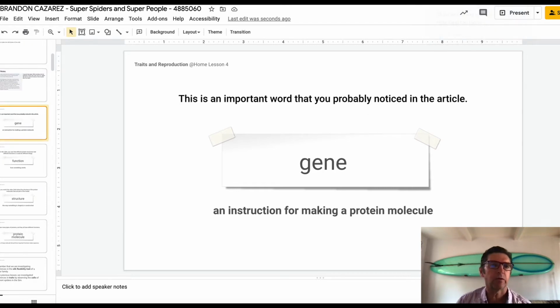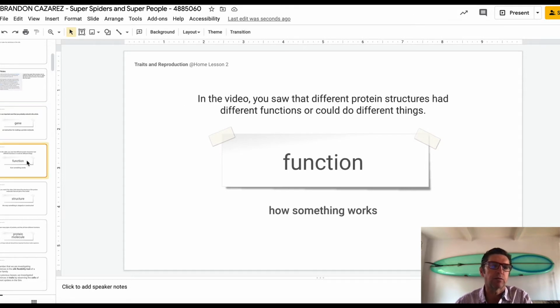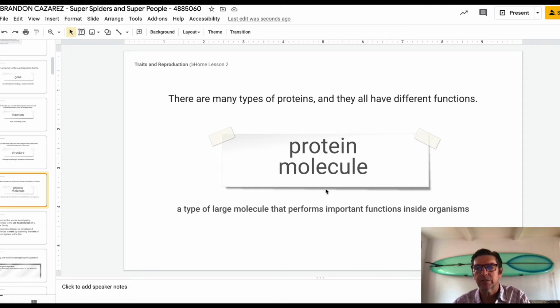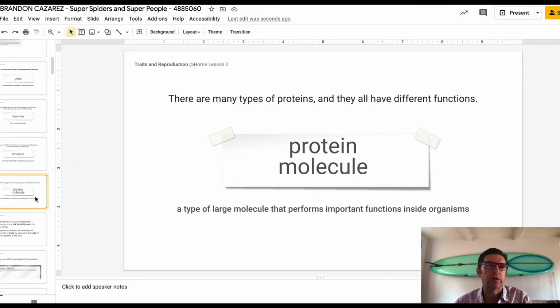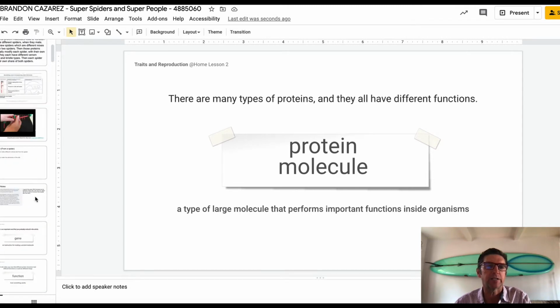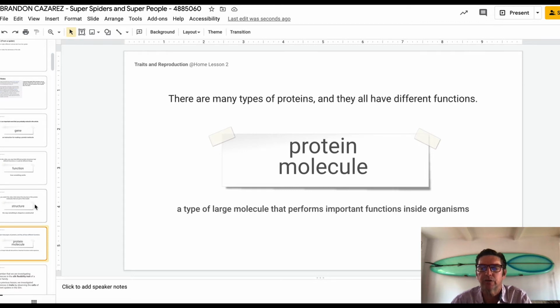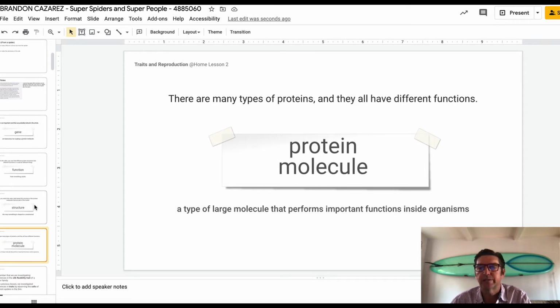Okay, so here we go. We have our function slides at the top. They don't have to be in any particular order. I think I found them all for Brandon, so Brandon's done. Gene, function, structure, protein. So this is kind of like a vocabulary or word wall in a classroom. So everybody should have that at the top. If I look at your slideshow and you don't have this, I know you're not doing the work. So it's done. You're going to get a D.